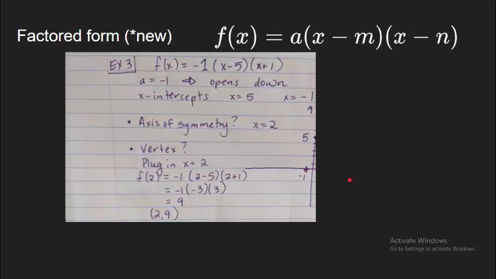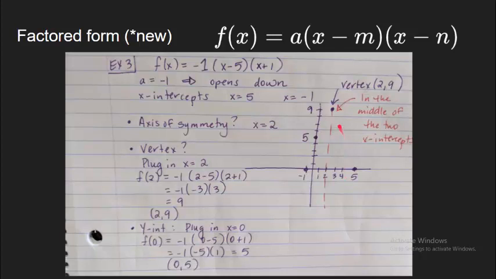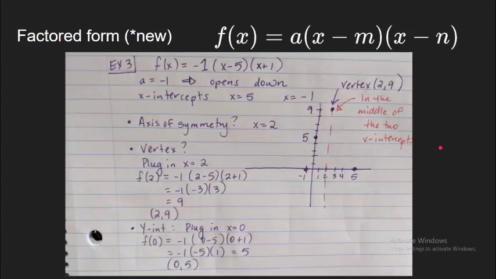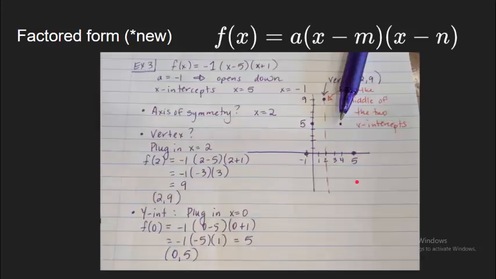Let's look at how that graph looks. Okay, now I've got my vertex right here at 2, 9, my x-intercepts like I had before. The other thing that I put on this graph is the y-intercept. And all I did for that was plug in 0. Just like vertex form, we can plug in 0 to get the y-intercept. So ours is 0, 5. We're going to do the same thing like we did before. There should be a symmetric point right here on this parabola. And there we go. There it is.